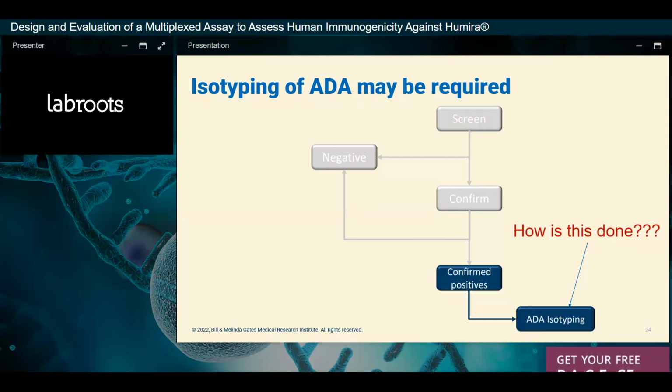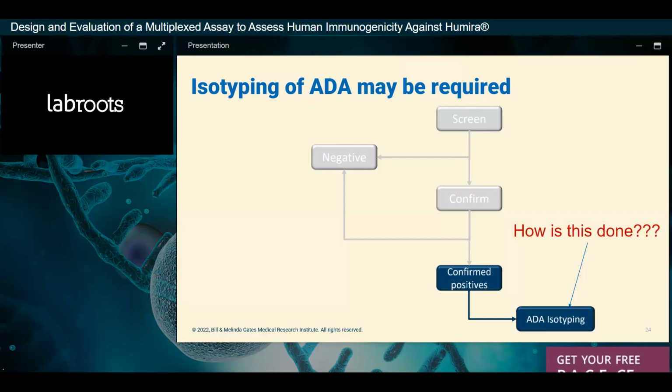So part of this immunogenicity profiling, you have your screening, you have your confirmation, confirmed positives, and you have your titer assays. Sometimes, when you interact with these regulatory agencies, they're going to want to know what type of isotypes of antibodies are driving this anti-drug response. The guidance documents and the industry as a whole really doesn't give a lot of help with this. It just says that you need to isotype them, and it kind of leaves you on your own as to figure out how exactly that's going to be done. And that's the second part of this talk. And then we're going to combine everything into one multiplex assay.